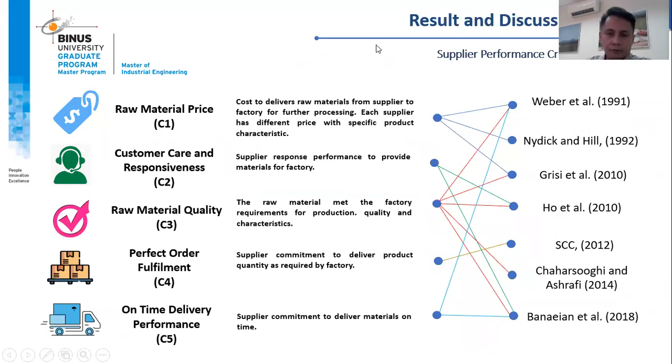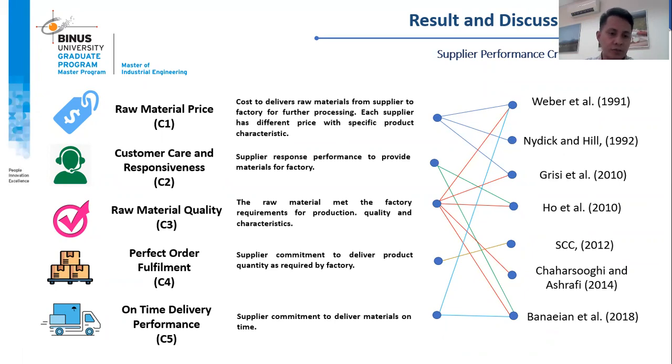We decided on 5 supplier performance criteria based on some previous research. Criteria number 1 is raw material price. It contains raw material price and cost of delivery from the supplier to the warehouse, based on research by Weber et al. 1991, and then Needed and Hill 1992, and then Resetor 2010. And criteria number 2 is customer care and responsiveness. It is the supplier's response performance in providing materials for the factory.